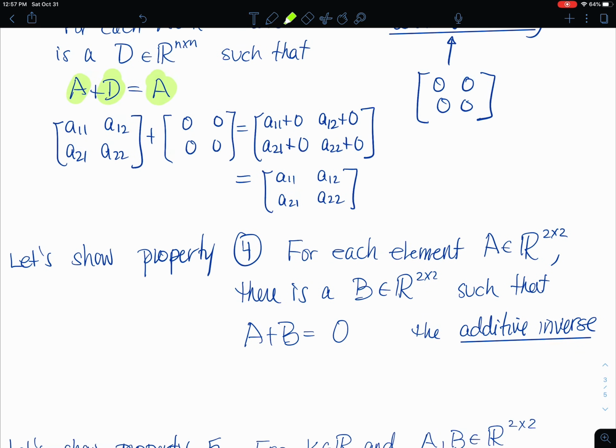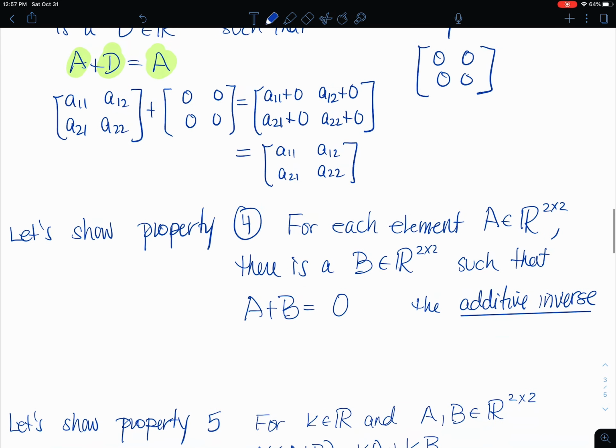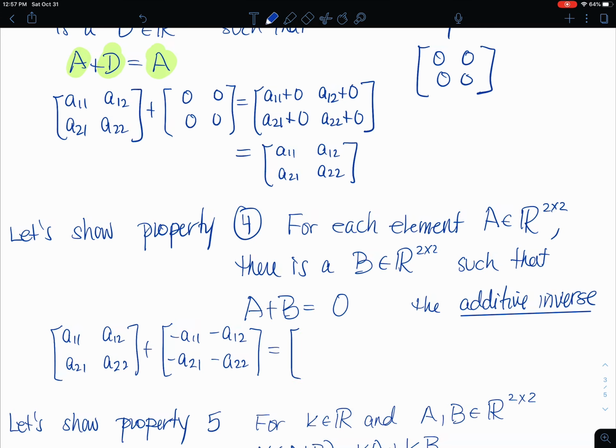All right, so that's the additive identity. And then the additive inverse, same idea. We're basically going to use the fact that A has all these real numbers, and we know that each real number has an additive inverse, and the additive inverse is just the negative of the real number. So when you put that together into a matrix, you'll see that you just take the negative of each element, and when you add those up, you go term by term, you get A11 minus A11, and then A12 minus A12.